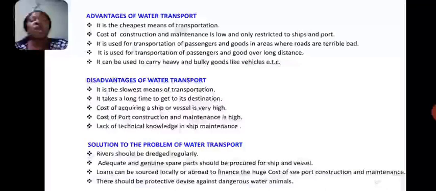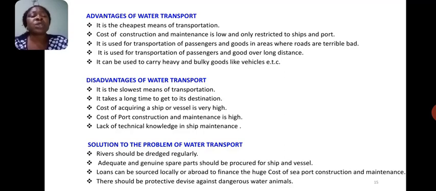One of the major disadvantages is that water transport is the slowest means of transportation among every other type of transportation system. It takes a long time to get to its destination. Cost of acquiring a ship or vessel is very high. Cost of ports, construction, and maintenance is very high. Lack of technical knowledge in ship maintenance, especially when there is an outbreak or an issue in the ship.